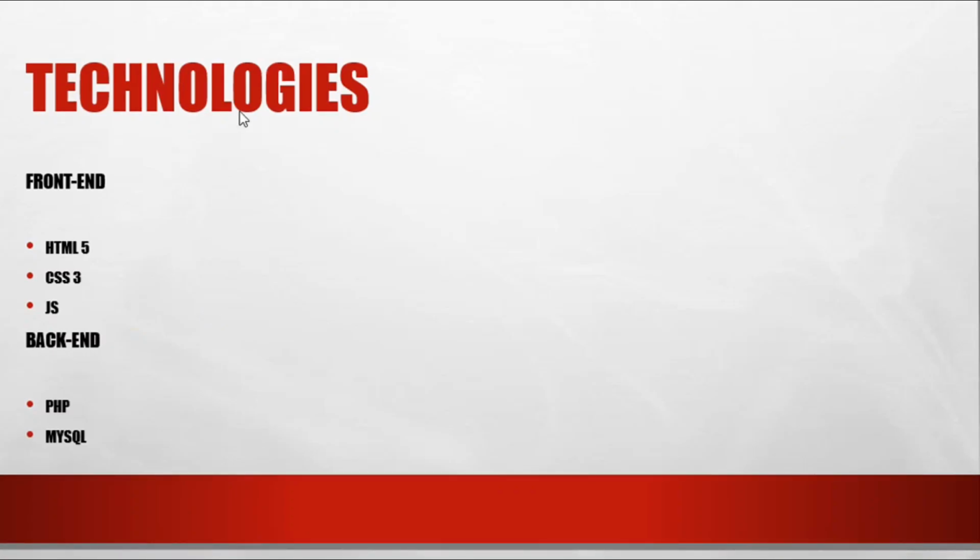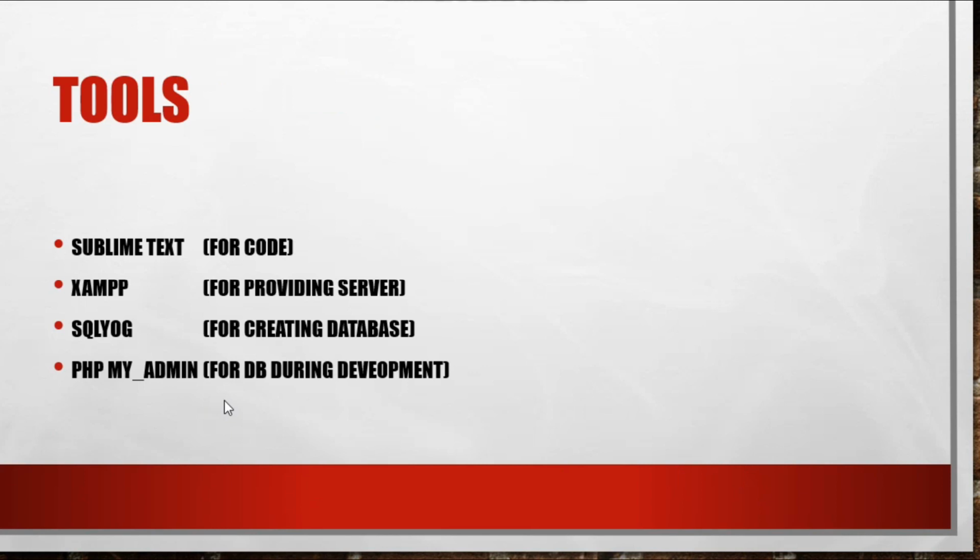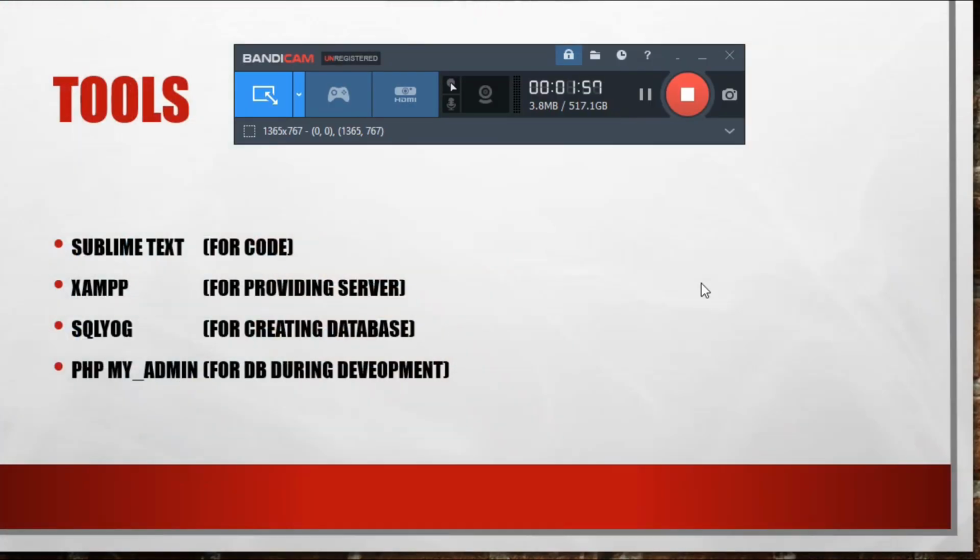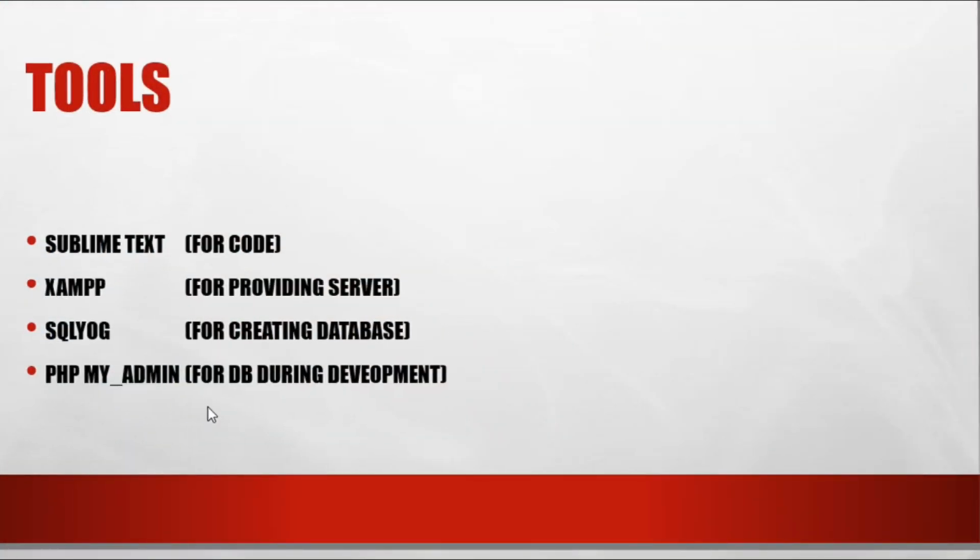These are the technologies which were used to develop this system. I used HTML5, CSS3 and JavaScript to create the front end, and PHP and MySQL were used to develop the backend. These are the tools which we used in our project. Sublime Text we use for code, and XAMPP for providing the server, and SQL Jog is used only for creating the database and creating some relationships diagrammatically. phpMyAdmin I used during development.